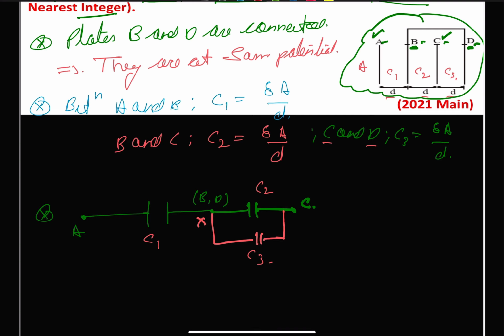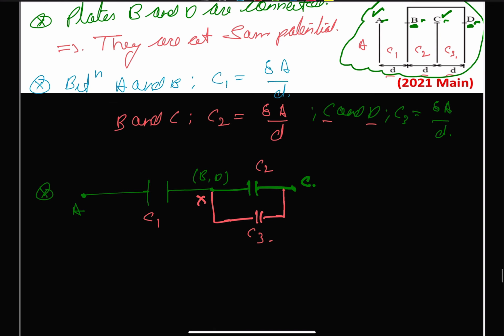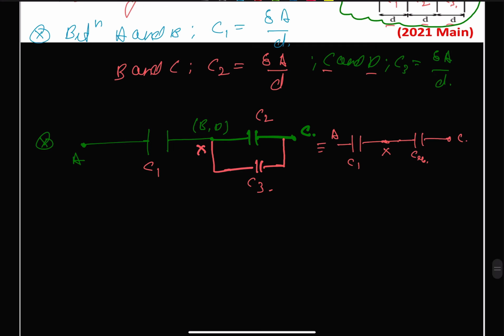So C2 and C3 will be parallel, so we can find the equivalent capacitance, and the circuit will look something like this. This is our C1, this is our point X, and this is our C equivalent. This is A and this is C. So we can write C equivalent, the parallel combination of C2 and C3, as C2 plus C3. This is epsilon naught A upon D plus epsilon naught A upon D, giving us twice epsilon naught A upon D.